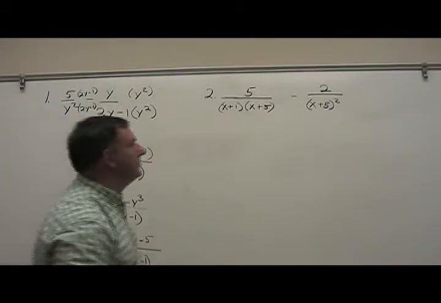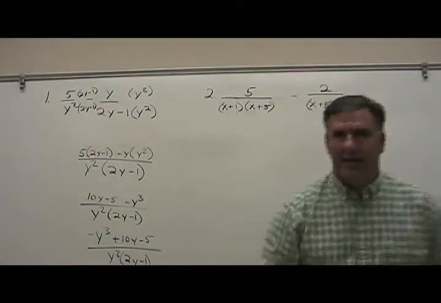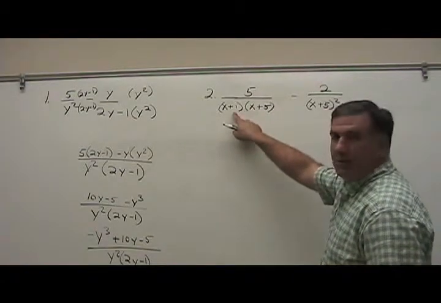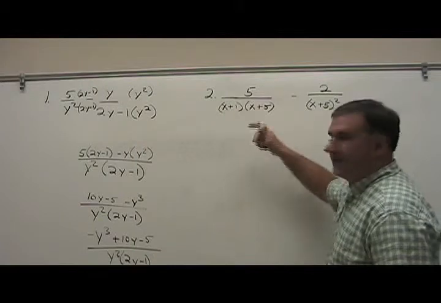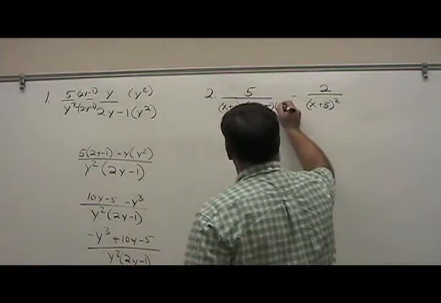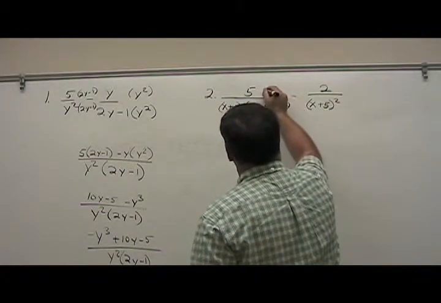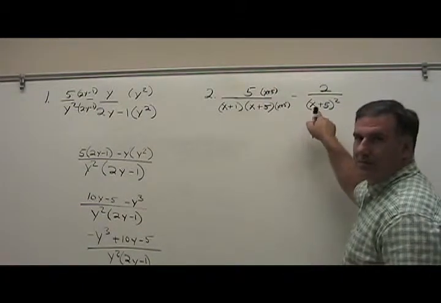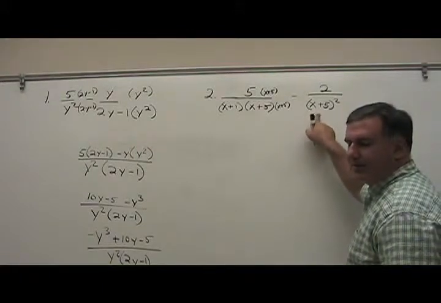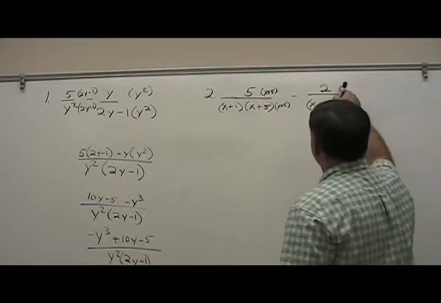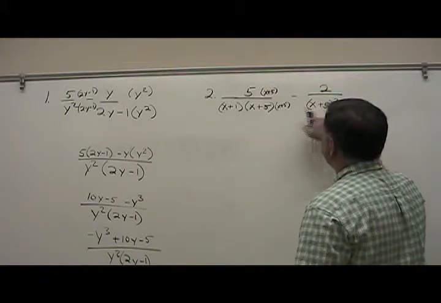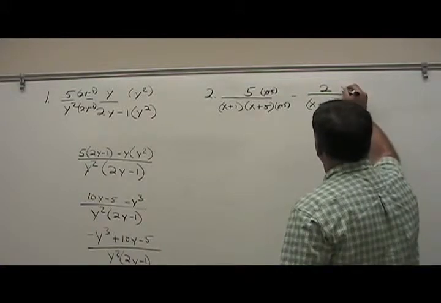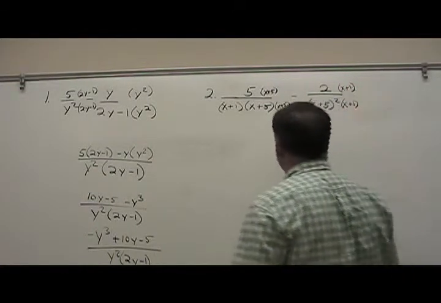For problem number 2, what we want to do is again find the common denominator. In this case, what is missing is an x plus 5 here. So we'll multiply both top and bottom by x plus 5. That is missing because we have an x plus 5 squared over here, which means it has an additional x plus 5. What we're going to multiply top and bottom by here is this x plus 1.